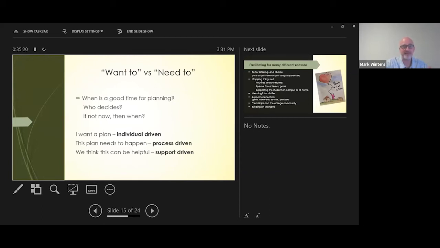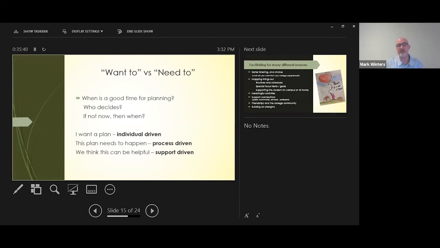Sometimes it's the process, right? Sometimes there's a systemic process that's in place where it says, okay, as part of this, in order to be a part of this educational experience, in order to move in here, in order to receive these supports, we have to do some person-centered planning.